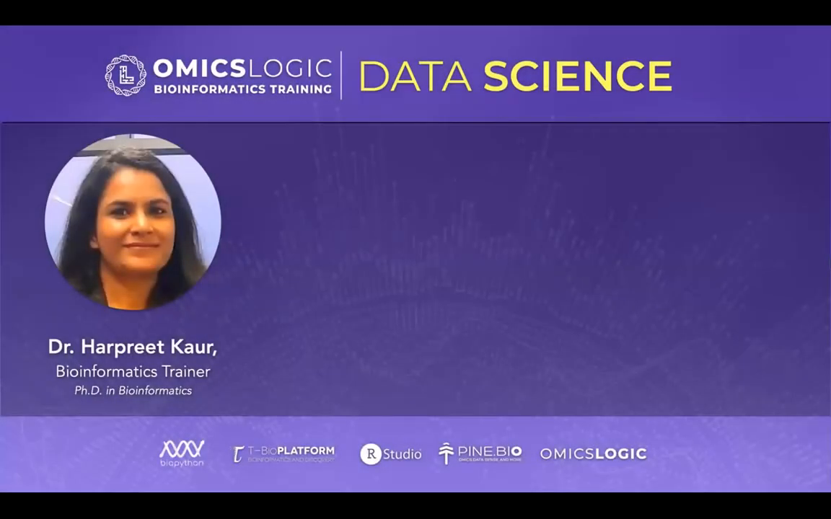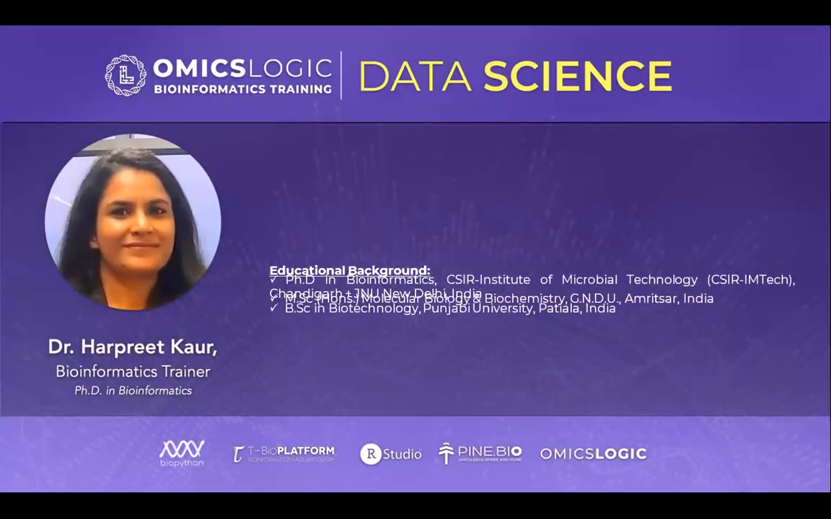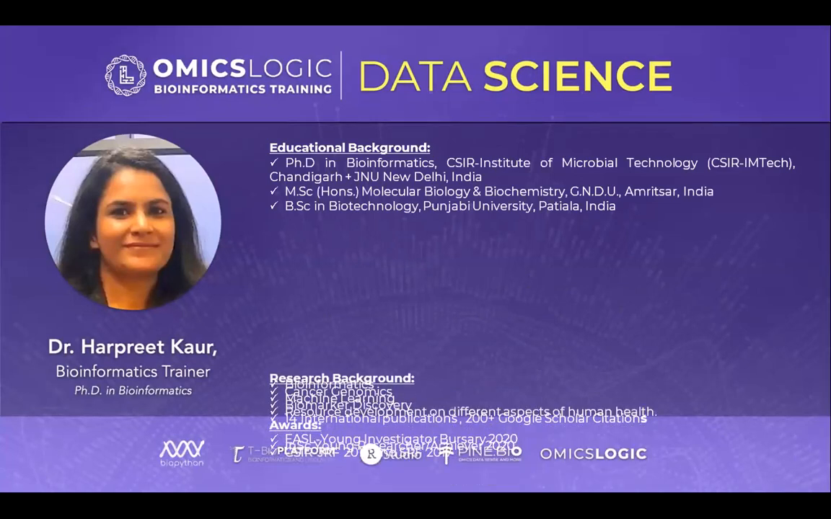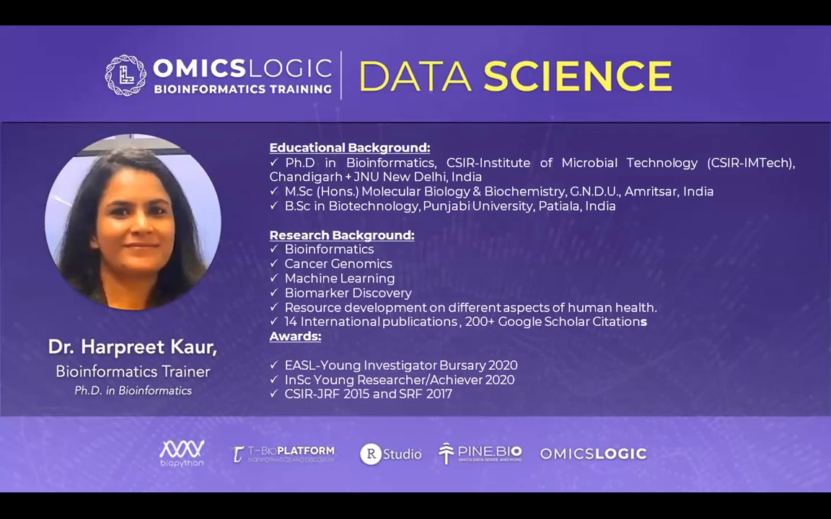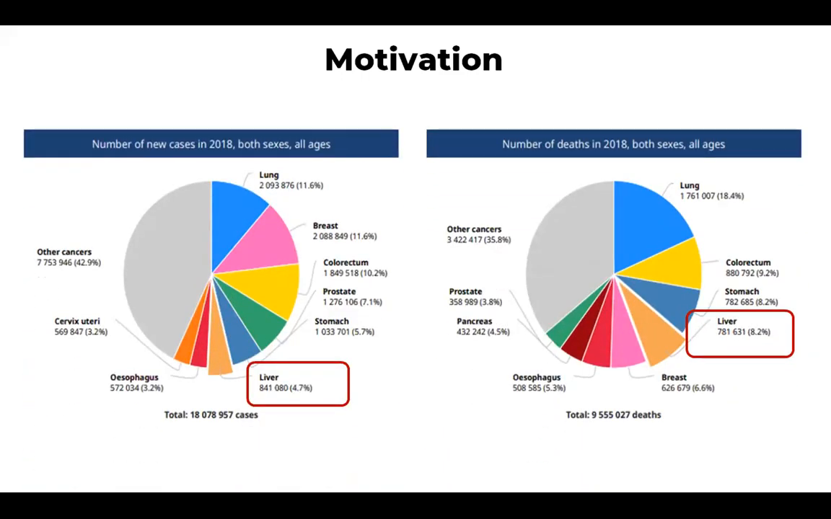So my name is Harpreet Kaur, and I have a PhD in bioinformatics. My research is on biomarker discovery for diagnosis and prognosis of liver cancer. What inspired me to study liver cancer is the high mortality rate of this malignancy and a lack of precise biomarkers that can help diagnose liver cancer at an early stage. It is the sixth major cancer in terms of incidence worldwide and fourth in terms of mortality.